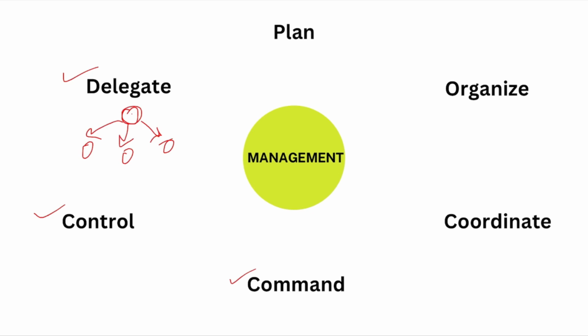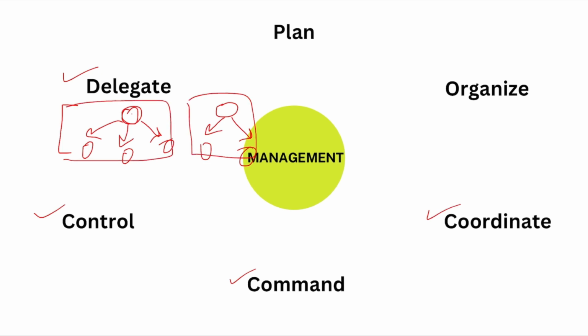So that is command. Next, we have coordinate. So in a business, suppose we have this as one department and there's another department here. The management should be able to coordinate this department and this department, because otherwise if there's no one to coordinate, then these guys will be separate, right? And they won't work together, and that will cause the business to fail.